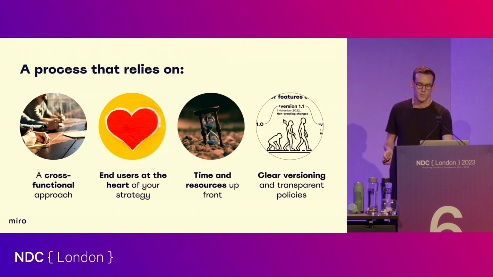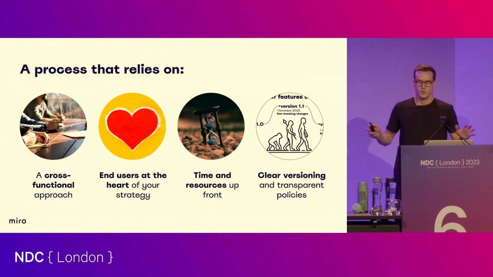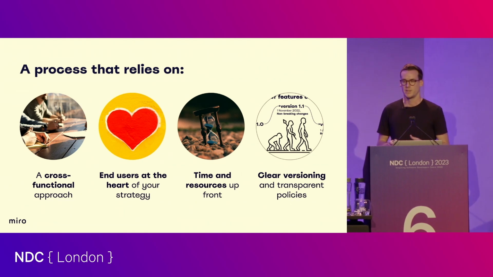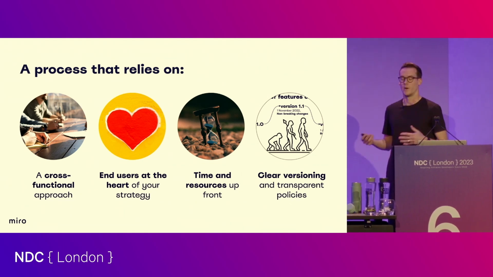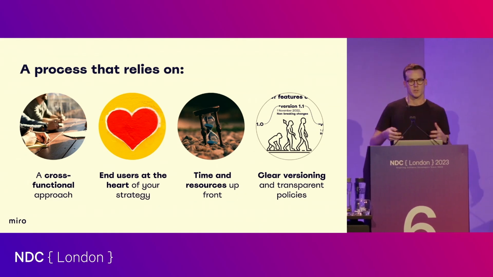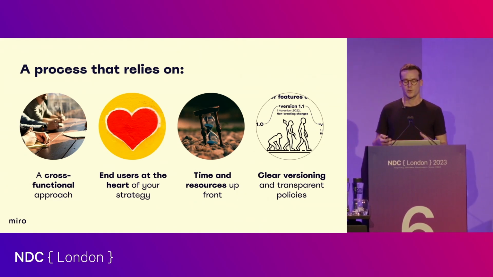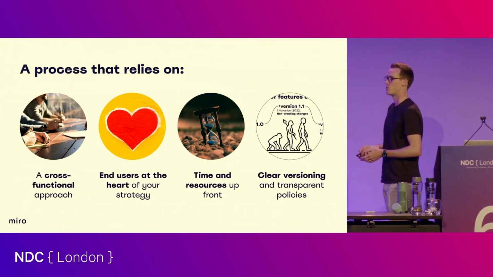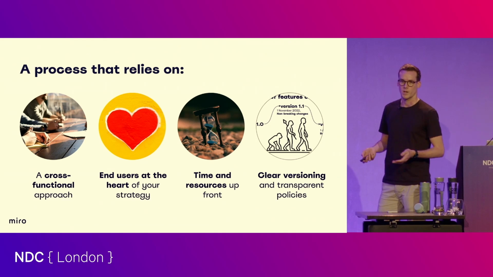So, as I've talked about, strategy, deprecation, versioning, it's all intertwined, and it's difficult to succeed at one without the other. So if you're able to honor each of these parts of the process, then you can rest assured that you've set yourself up in the best way possible to be able to deprecate a feature the right way when the time comes.